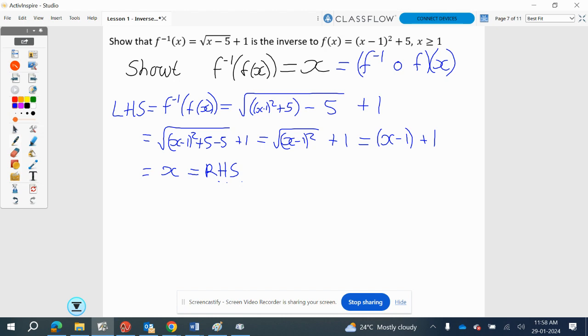Any questions? We're starting to see this left-hand side, right-hand side strategy, getting a bit more comfortable with it, hopefully. All right, so are we ready to move on?